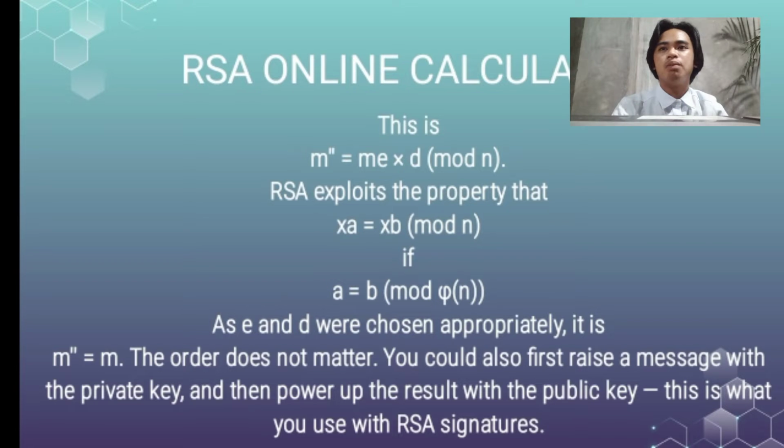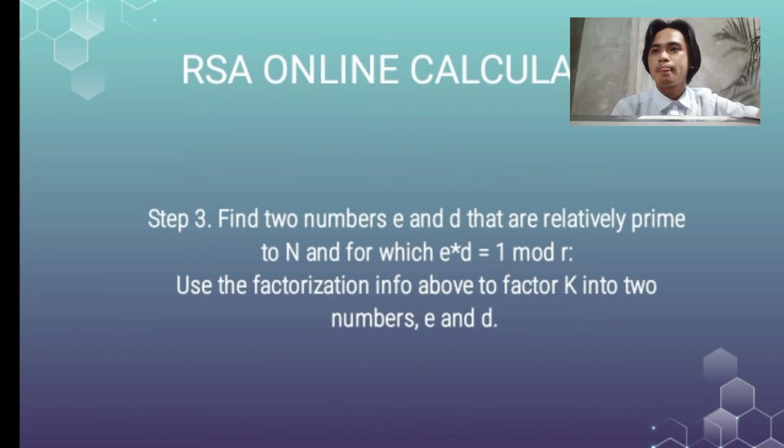RSA exploits the property that x^a equals x^b mod n if a equals b mod phi(n). As E and D were chosen appropriately, it is M equals M; the order does not matter. You could also first raise a message with the private key and then power up the result with the public key. This is what you use with RSA signatures.